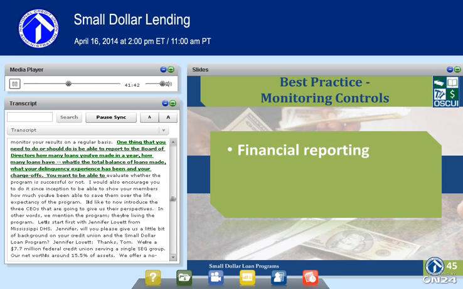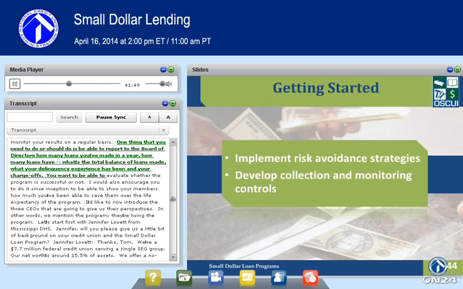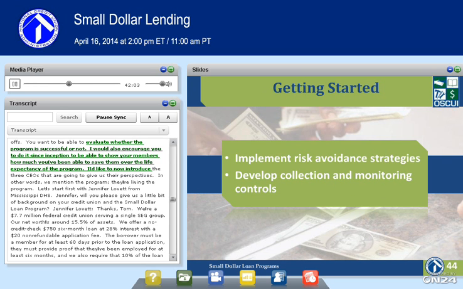One thing that you should do is be able to report to the board of directors how many loans you've made in a year, what the total balance of loans made is, what your delinquency experience has been, and your charge-offs. You want to be able to evaluate whether the program is successful or not. I would also encourage you to do it since inception to be able to show your members how much you've been able to save them over the life expectancy of the program.